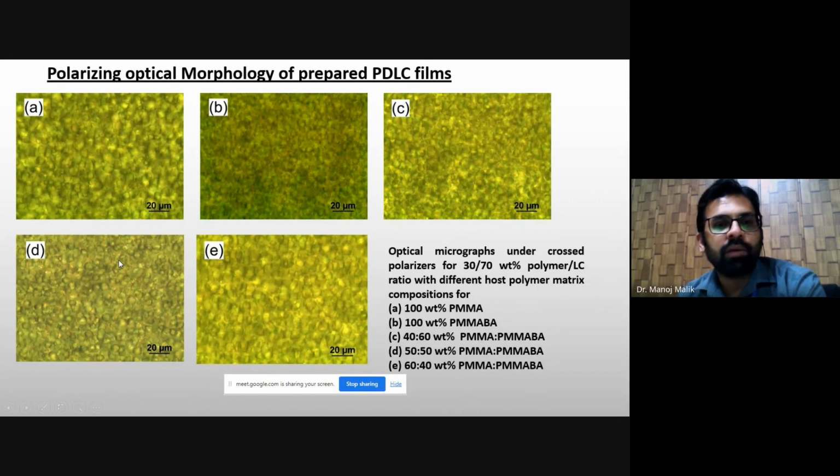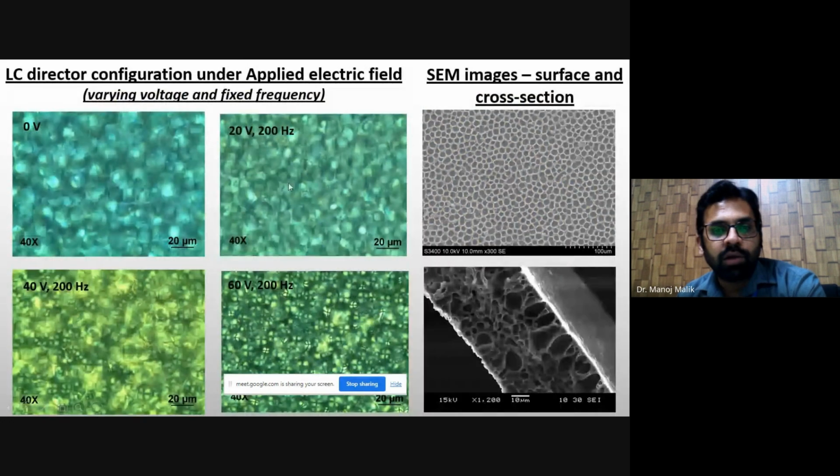We can see the homogeneous distribution of these liquid crystal droplets in all the composites that we have prepared by varying the PMMA and PMMA copolymer weight ratio. To confirm, these are the optical polarizing microscopy images at different voltages, for example, 0 volt, then 20 volt, 40 volt, 60. We can see the topographical changes as the electric field is applied. So light passing through also has some changes.